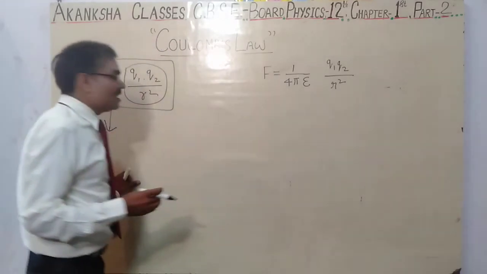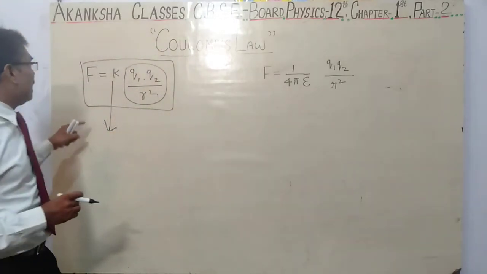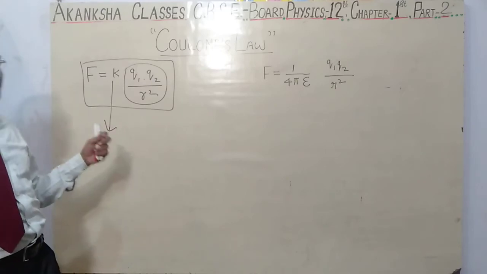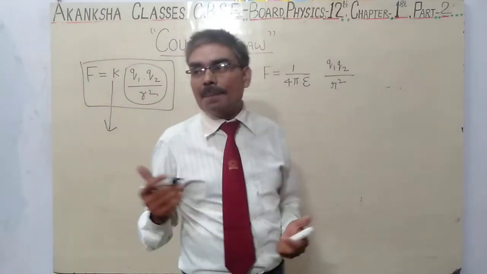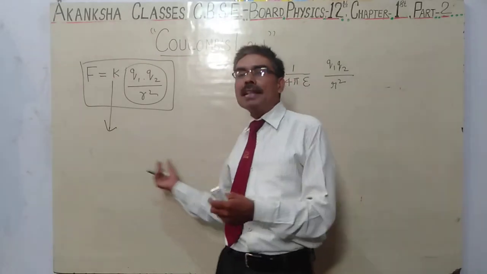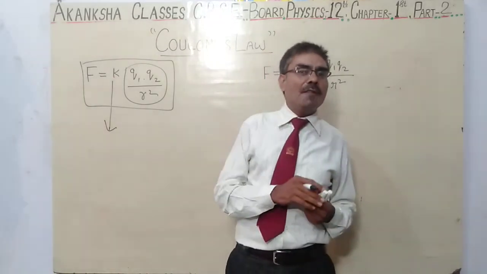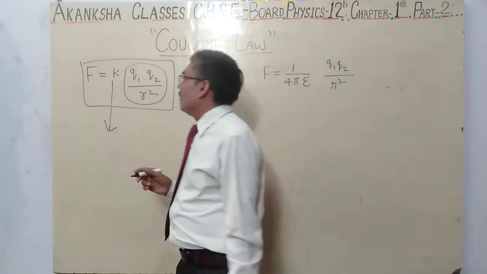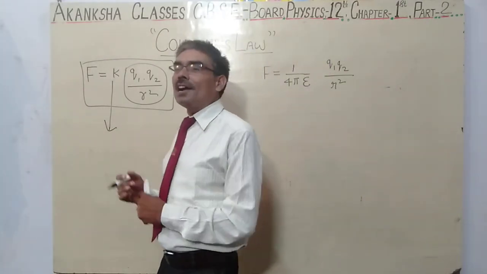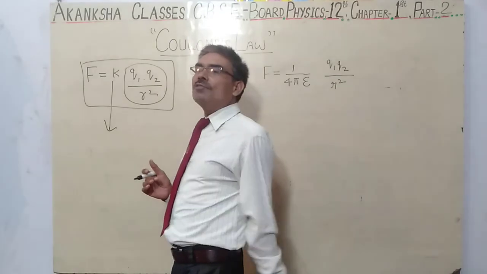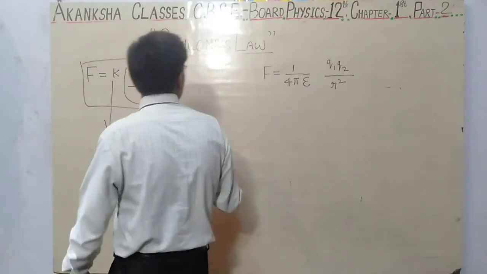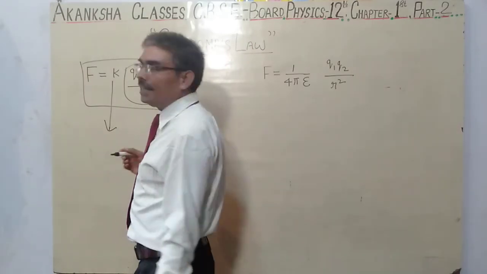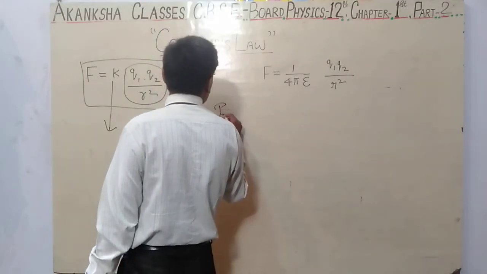As I was describing, the value of K depends on the medium. Then we have to think why the value of K differs from medium to medium. Why is the value of K not the same everywhere? We have to understand this phenomenon. Because of some property of the medium. That property is known as permittivity. What is permittivity?